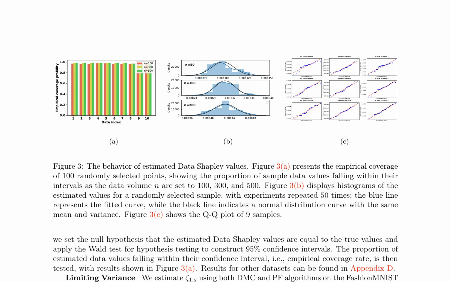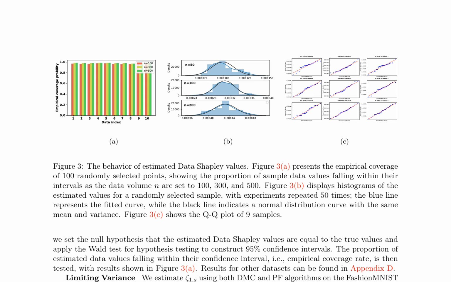Data Shapley values. The null hypothesis that the estimated Data Shapley values are equal to the true values is tested using the Wald test for hypothesis testing, and 95% confidence intervals are constructed. The empirical coverage rate is then tested, with results shown in Figure 3a. Additional results for other datasets can be found in Appendix D. The limiting variance of the Data Shapley values is also discussed.